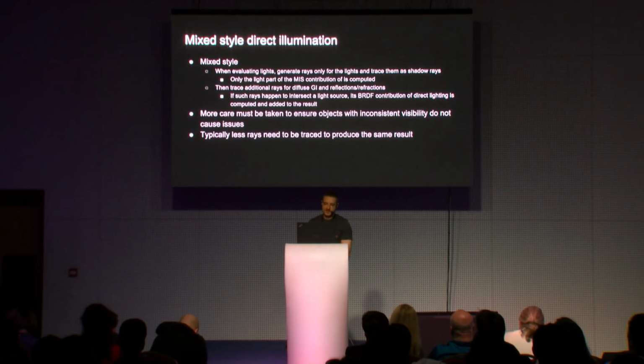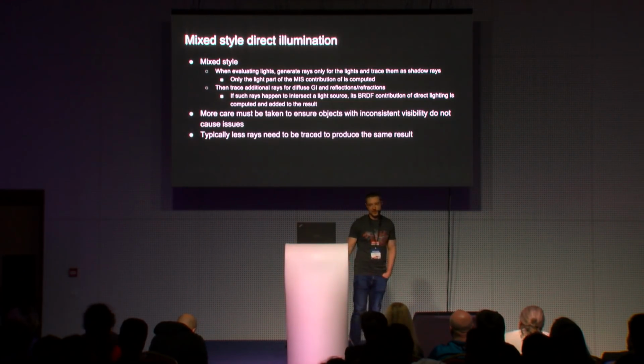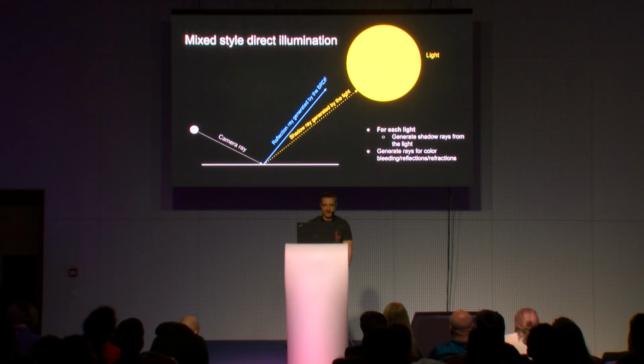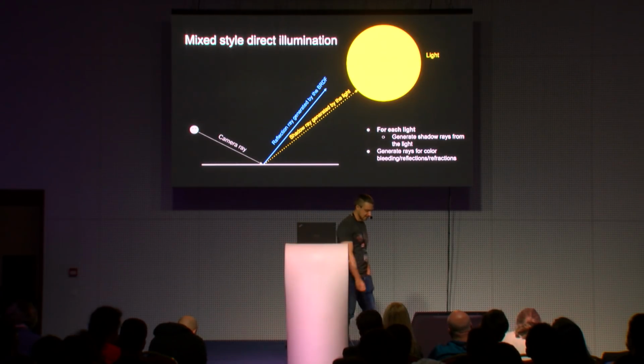And the other way to do things is to split the calculation of direct illumination basically in two parts. When you evaluate lighting, you just do one part that works with shadow rays, and they are generated by the lights. And then when you normally trace reflection rays or GI rays from the material, if such a ray happens to hit a light source, then you compute the other half of the direct illumination. And this is just the way it works. You have one shadow ray generated by the light, another reflection ray by the material, and that's it.